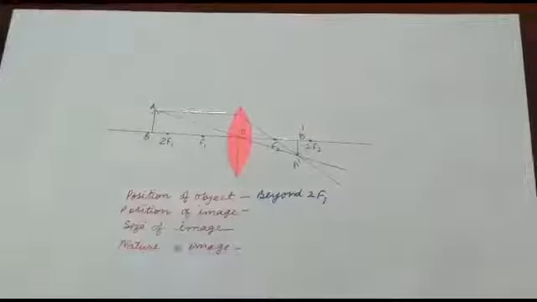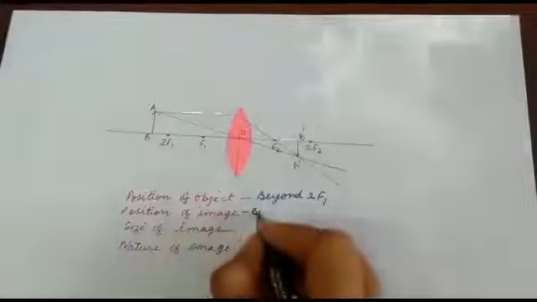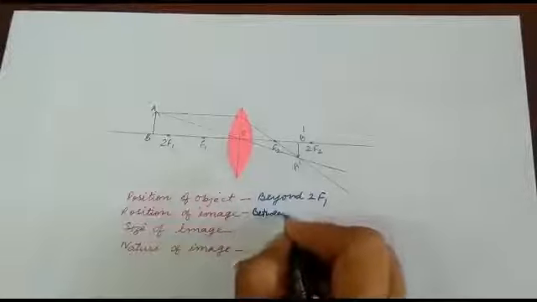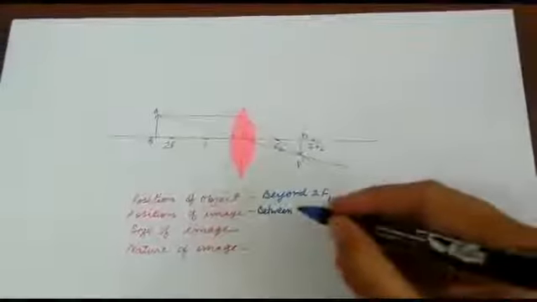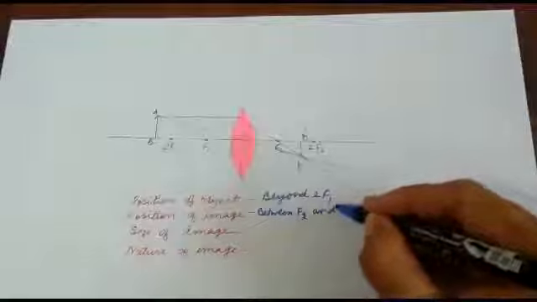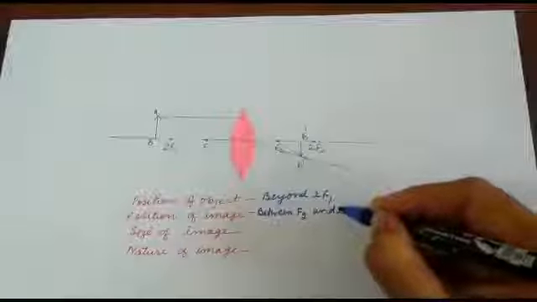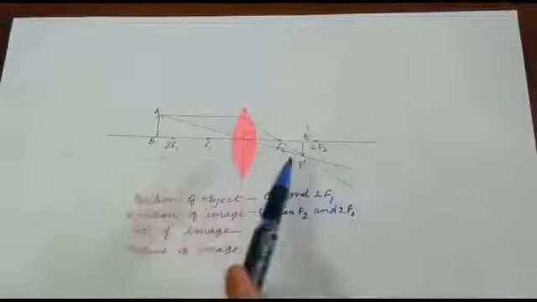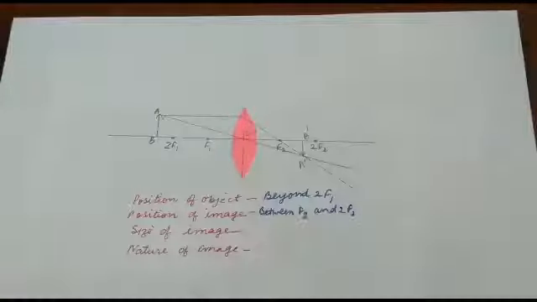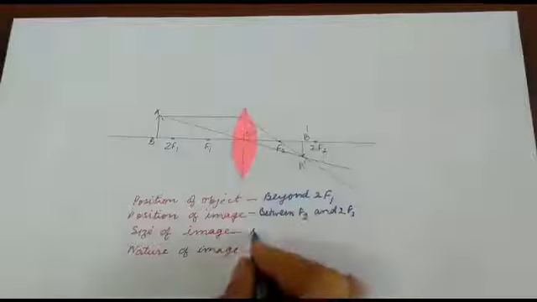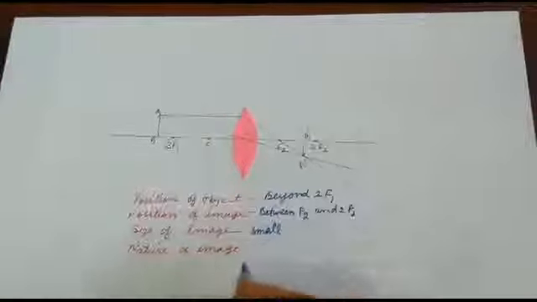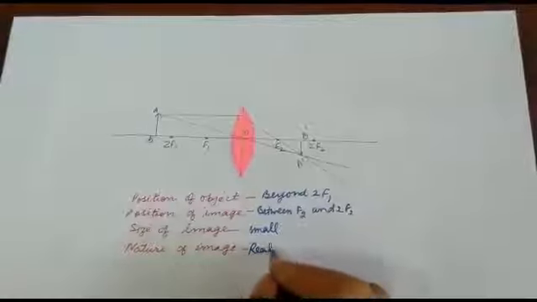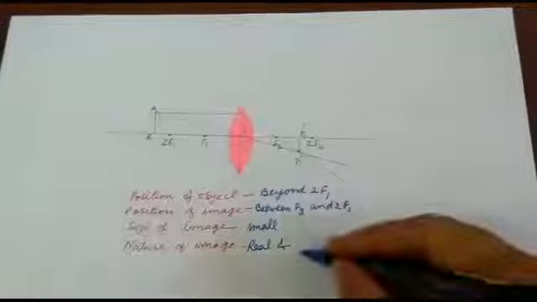So the position of the image will be between f2 and 2f2. The image will be formed on the other side of the lens. The object is placed here, the image will be formed on the other side of the lens. Size of the image is small, and the nature of the image is real and inverted.